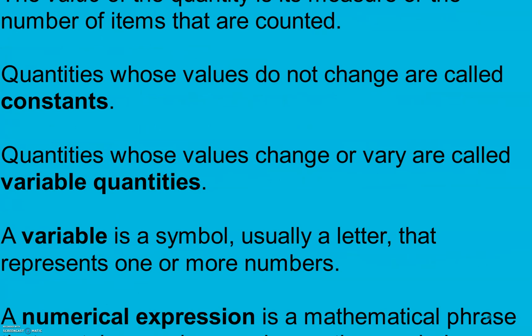A variable is a symbol, usually a letter, that represents one or more numbers. Again, it doesn't have to be a letter here, guys. We could use smiley faces every time. But instead of introducing weird new shapes for us to try and figure out how to draw, they use things that are already common for us, things that we use every day, like X's and Y's.